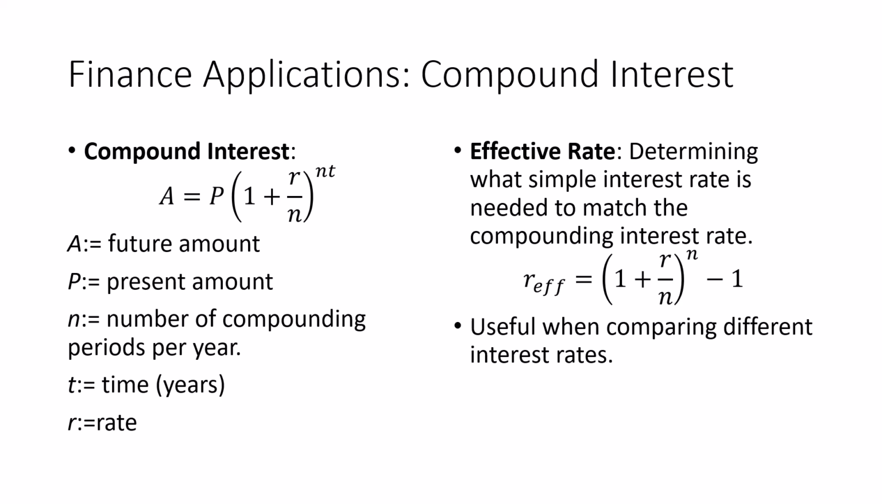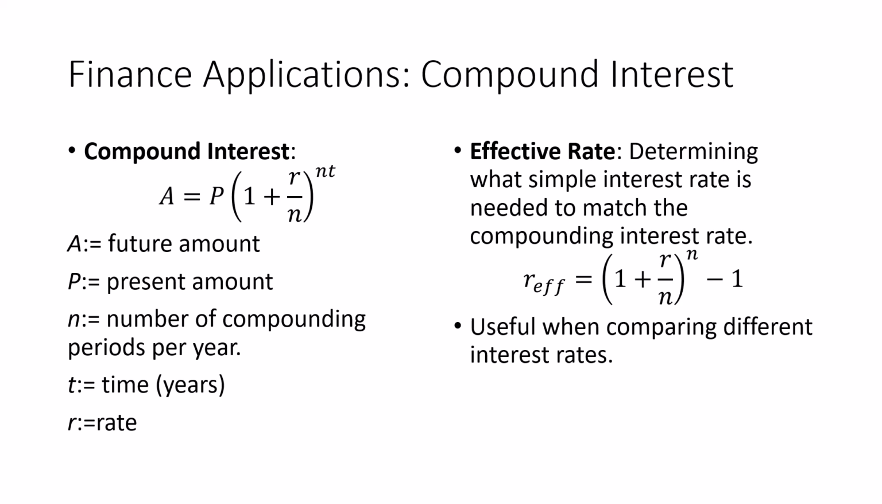Now, the reason why we have the effective rate is that it's useful when you're comparing different interest rates. So, for example, if you had some student loans and they were offering you different interest rates, you could use this formula to determine which interest rate would be the least, because it levels the playing field, so to speak, by saying this is the simple interest rate that you would have if you were just paying interest on the amount that you were borrowing.